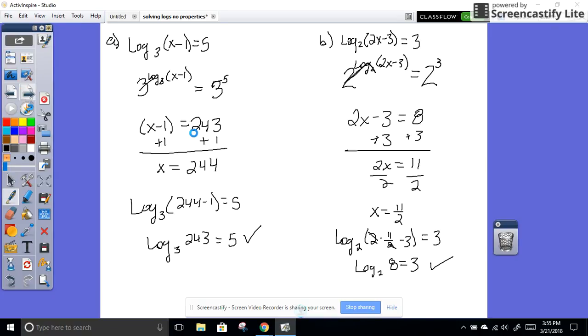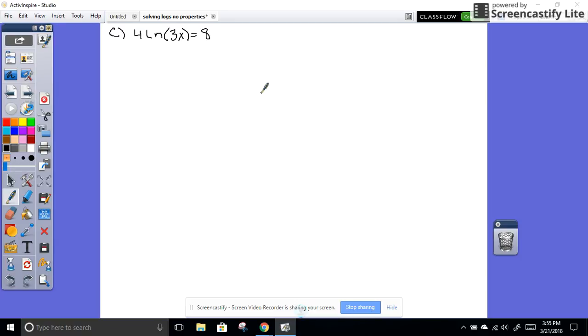Okay. What if we have a number in front of the log? It doesn't matter that this is not a log base 2. This is a natural log, so it's still just a log. But this time, the log and what we're taking the log of is not all by itself. This time we have a 4. So what do we have to do? Just simply get rid of the 4 first. Divide by 4, divide by 4. That becomes natural log of 3x equals 8.